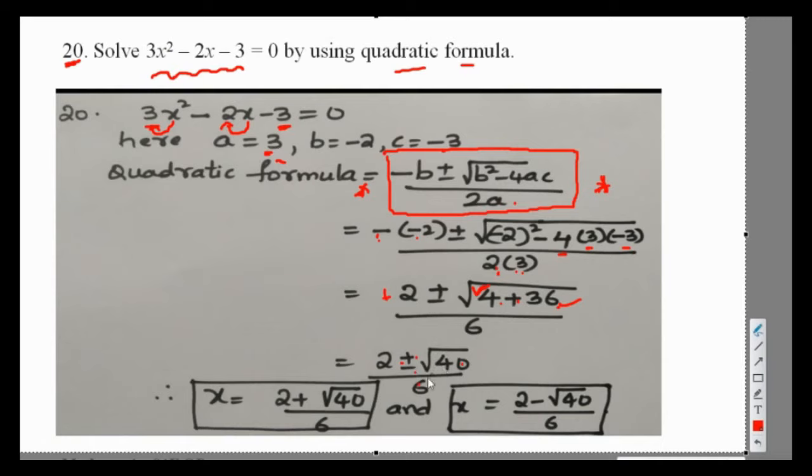2 plus or minus root over 40 by 6 can be written with plus and minus separately. So there are two real roots. One is 2 plus root 40 by 6 and another is 2 minus root 40 by 6.